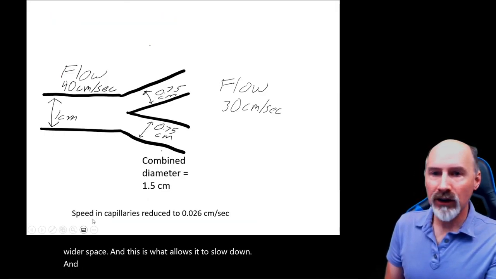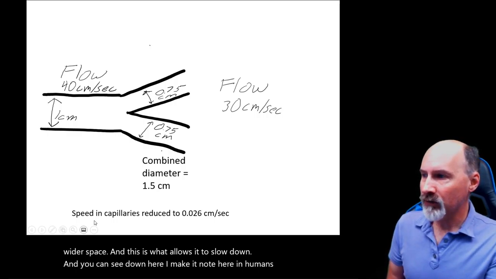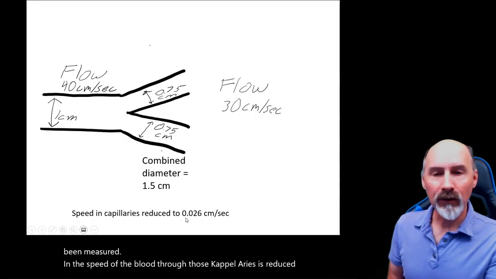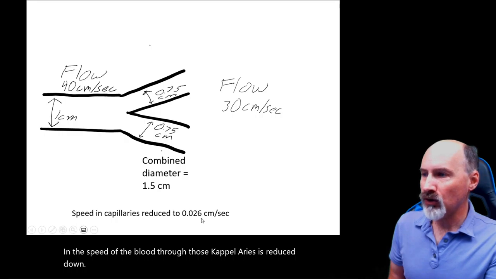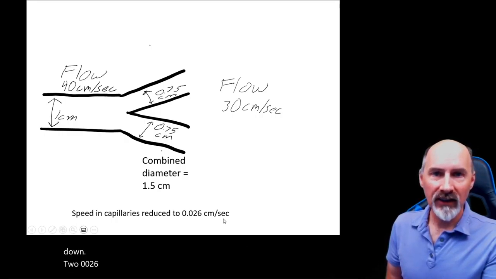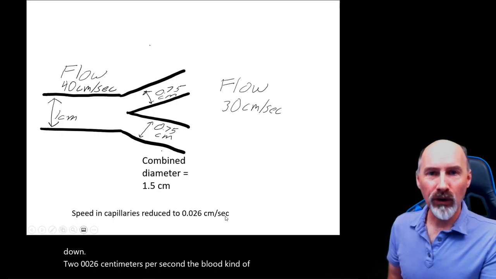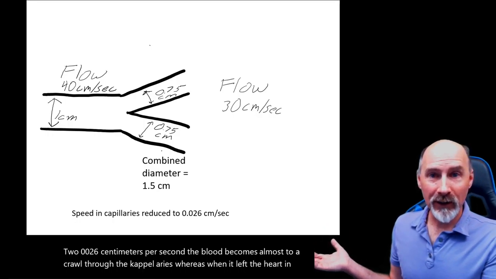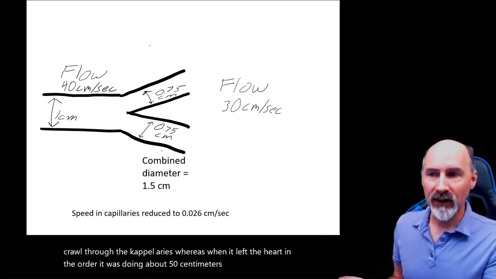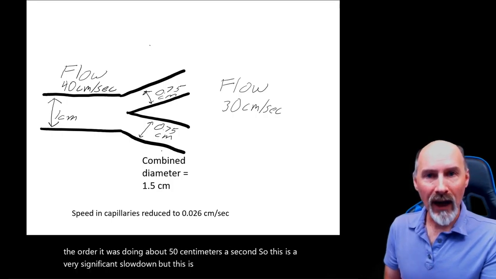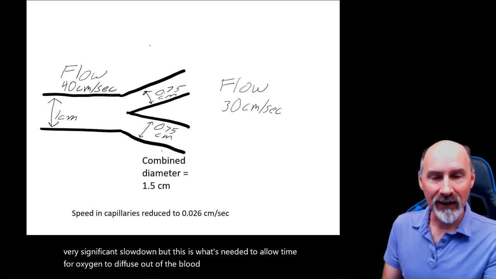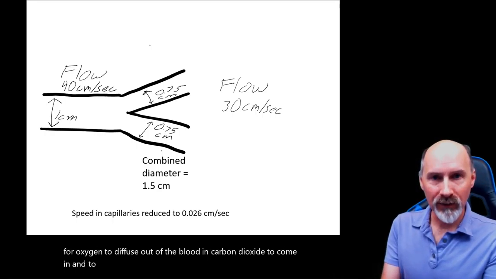And you can see down here, I make a note here, in humans, it's been measured, and the speed of the blood through those capillaries is reduced down to 0.026 centimeters per second. The blood kind of comes almost to a crawl through the capillaries, whereas when it left the heart in the aorta, it was doing about 50 centimeters a second. So this is a very significant slowdown, but this is what's needed to allow time for oxygen to diffuse out of the blood and carbon dioxide to come in, and to unload nutrients and other materials that the cells need to survive and pick up all of their waste products.